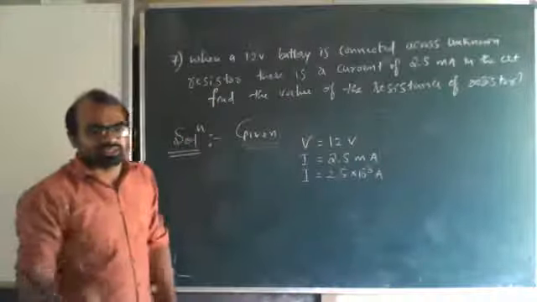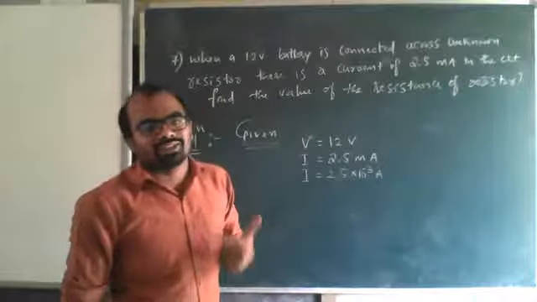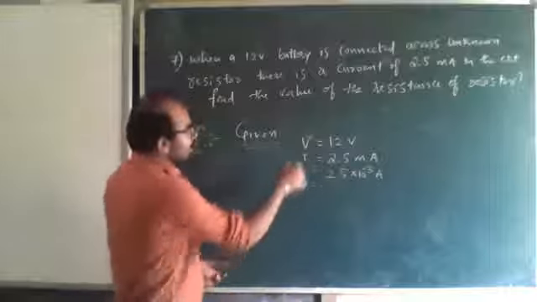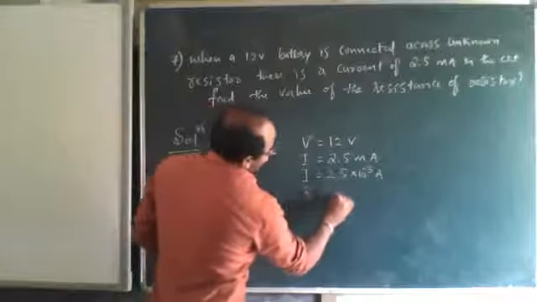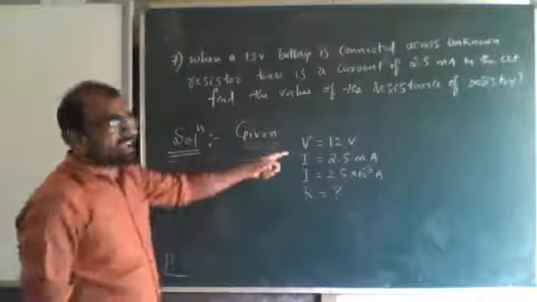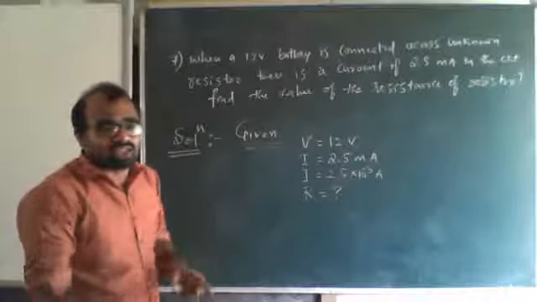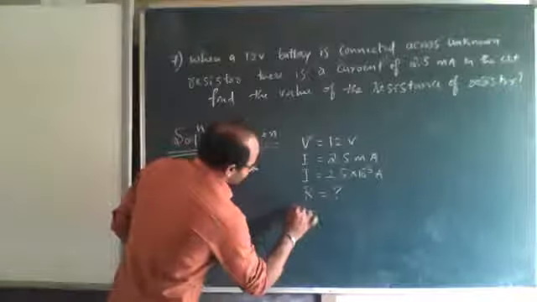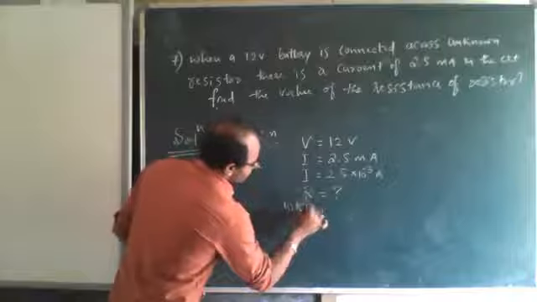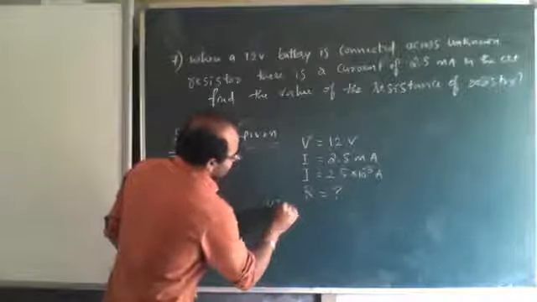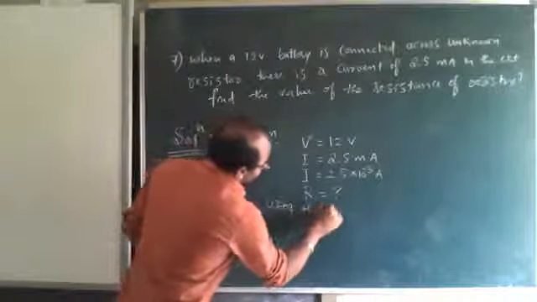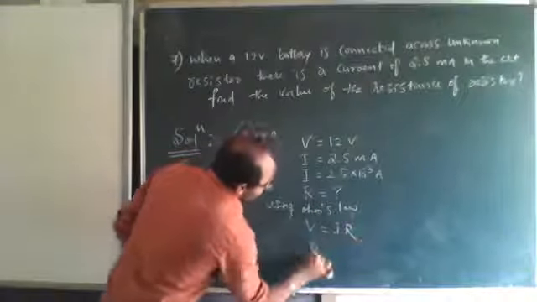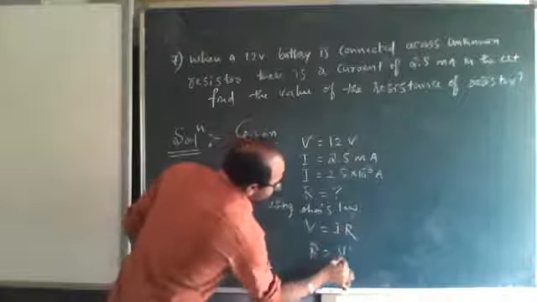Always keep everything in SI units. Milliampere is not my SI unit; my SI unit is amperes. So I will keep it in SI unit. I just need to find out R. V is there, I is there. What is the formula connecting V, I and R? Ohm's law: V equal to IR. So using Ohm's law, V equal to IR and R becomes R equal to V by I.